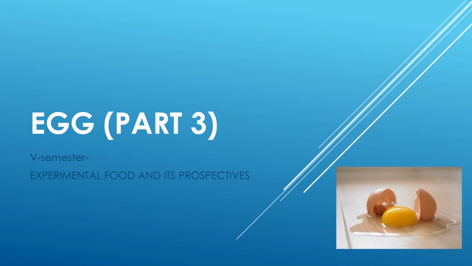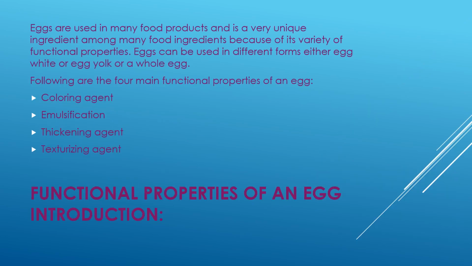Today we will do the third part from the chapter Egg. Functional properties of egg. We all know that egg is the most commonly used food in our daily lives, which is mostly used as a breakfast item. But other than that, there are so many recipes in which an egg can be used.